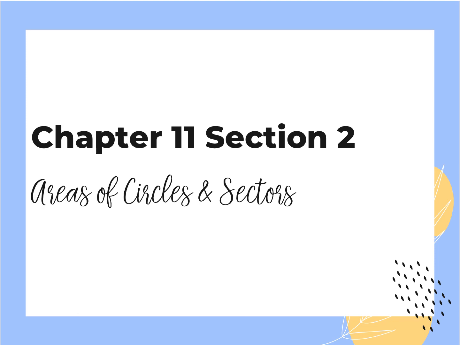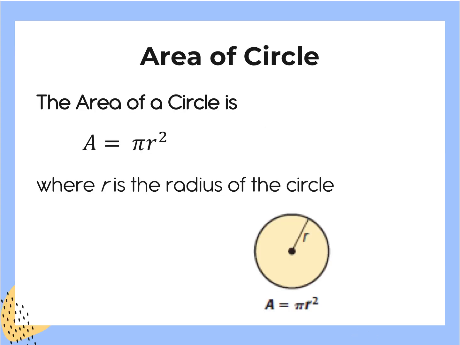Alright, so today we're going over chapter 11, section 2, areas of circles and sectors. So the area of a circle is the formula A equals pi r squared, where r is the radius of a circle. If they give you a diameter by any chance, all you have to do is divide the diameter by 2 to get the radius, and then you're able to plug it back in to find the area of the circle.